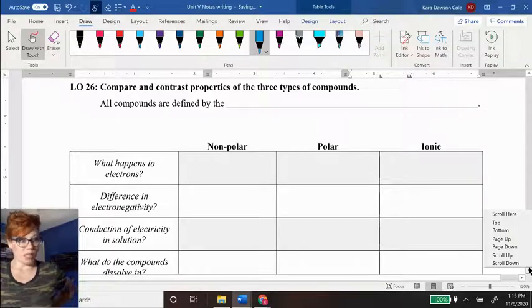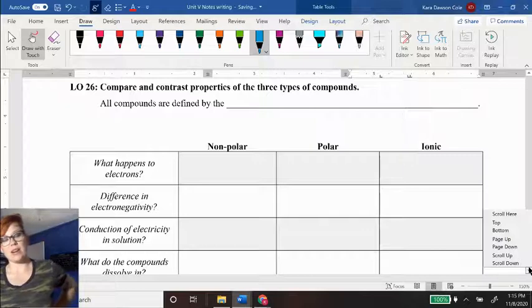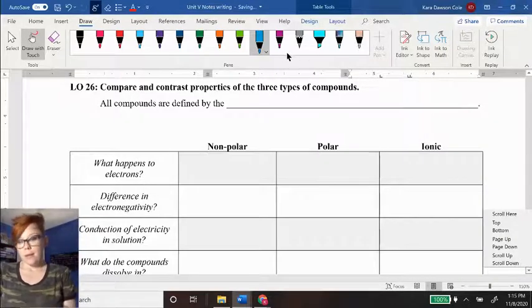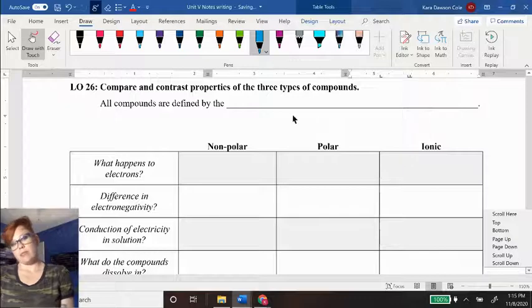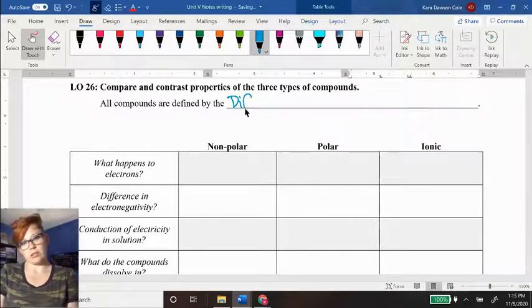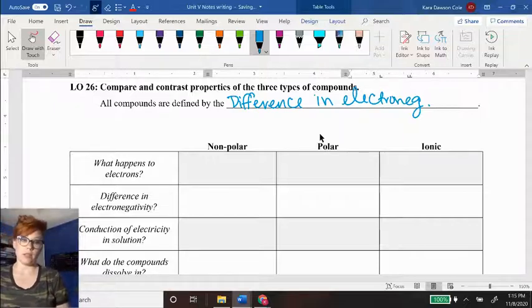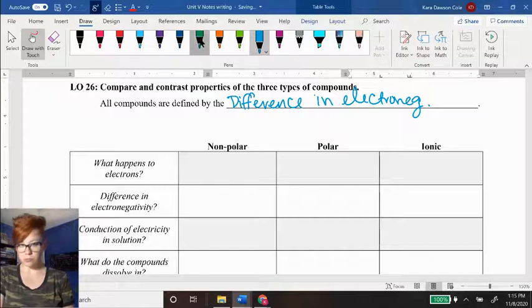So the last learning objective in Unit 5, woohoo! Okay, is learning objective 26, which is to compare and contrast between properties of the three types of compounds. So all compounds are defined by their difference in electronegativity. Their differences in electronegativity determine what type of compound that you have.